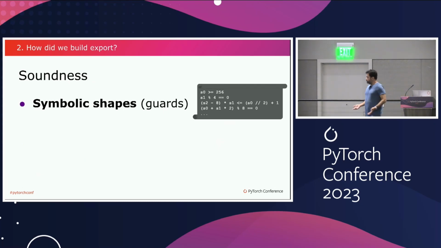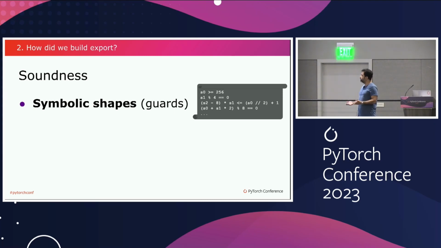Let's talk about soundness now. All right, so Dynamo was designed to be sound. What I mean by that is that not only does it generate code based on the traced path that it takes, but it also returns so-called guards that encode the conditions along the traced path. These conditions guard the correctness of the code.